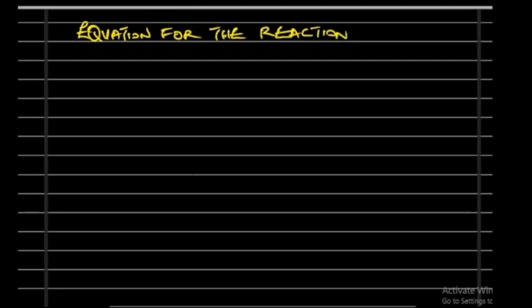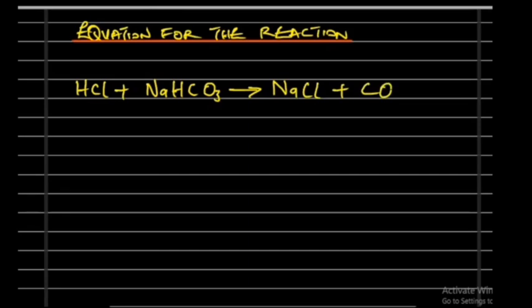Since it is an acid-base titration, that particular type of reaction is going to be a neutralization reaction. So this is what we will be having. We have HCl reacting with sodium hydrogen trioxocarbonate. In this reaction, we'll be having the formation of a salt, which is going to be sodium chloride in this case, and then we'll be having water and carbon dioxide.